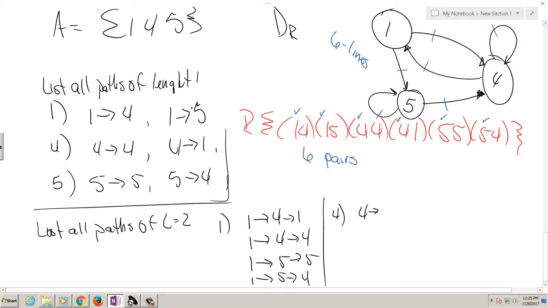Does node 4 go anywhere? Okay. 4 to 4 to 4. Say it again. 4 goes to 1. 4 to 1 to 4. 4 to 4 to 1. Are there any others? Yes, 4 to 1 to 5. Are there any others?